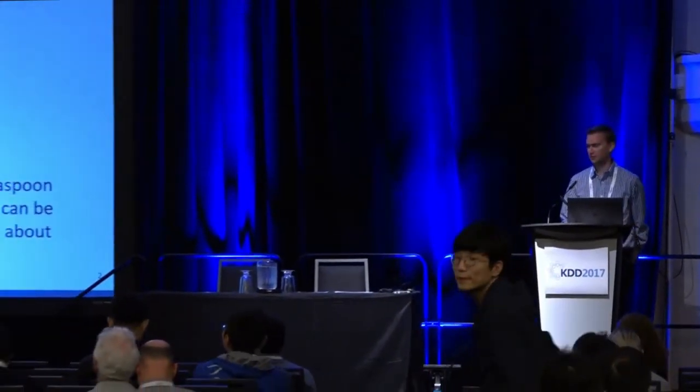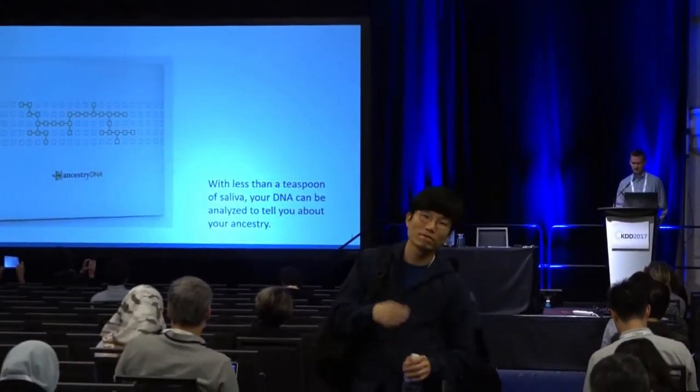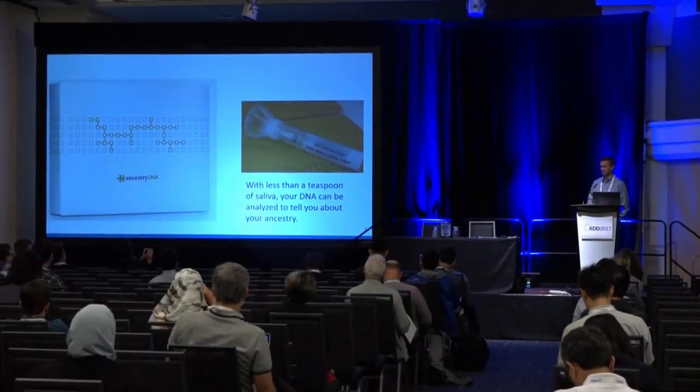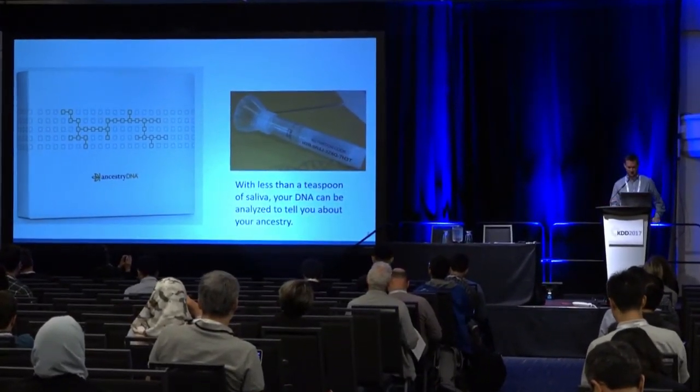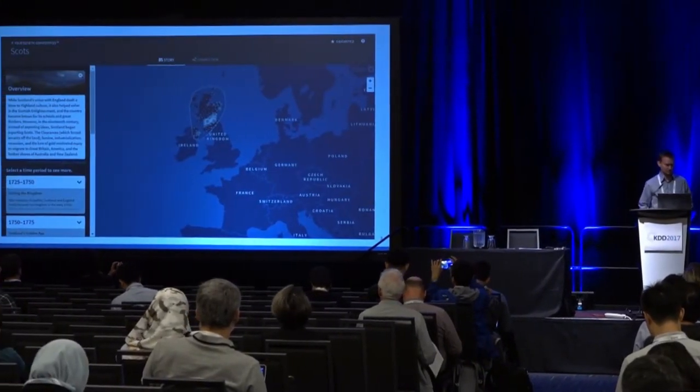For those of you who aren't familiar with AncestryDNA, we're a direct-to-consumer genomics company. If people are interested to learn more about their family history, they can order a kit online. It comes to their house, looks something like this, and there's a little saliva collection tube in there. They spit half a teaspoon of saliva and send that back to our labs, which we then analyze to give them more information about their family history.